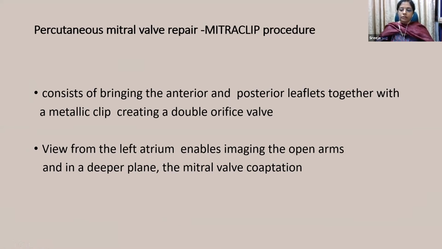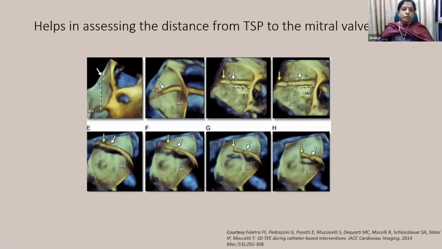Now coming to percutaneous mitral valve repair, the mitral clip procedure is another important intervention where 3D TE is used, though we do not have any experience with it. It consists of bringing the anterior and posterior leaflets together with a metallic clip, thereby creating a double orifice valve. Again, the same view is used. Initially, it is used to assess the distance from the transeptal puncture to the mitral valve. This is important in planning mitral clip intervention for orienting the delivery system properly.